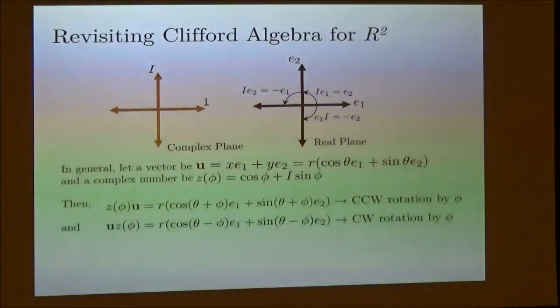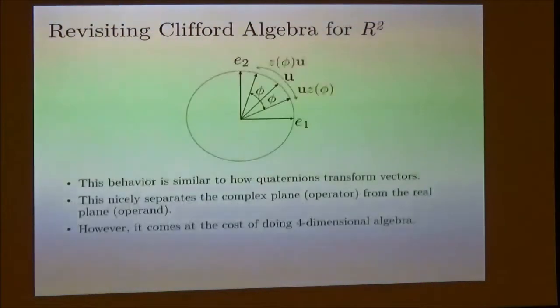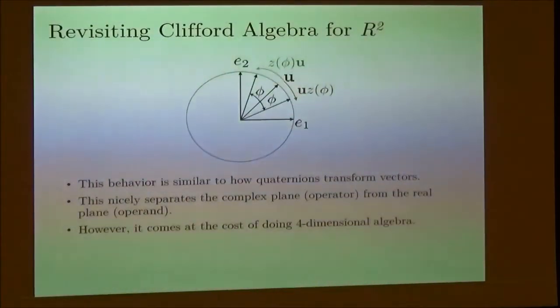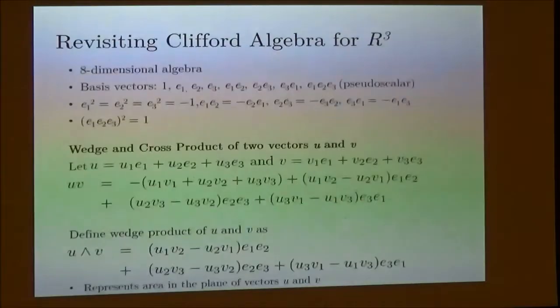So clearly you can see that by splitting open the Clifford algebra of R2 in two different planes, you can achieve more. And you can have this nice distinction between the real and complex plane. Just a graphical representation. So if you have a unit vector u in the real plane of e1 and e2, you left multiply for a counterclockwise rotation, you right multiply for a clockwise rotation. Right? So we achieve something nice, but it's coming at a cost, right? You're dealing with now a four dimensional algebra instead of doing things in a two dimensional complex plane. Right? Now let's go back to R3. So we want to talk about the Clifford algebra for R3.